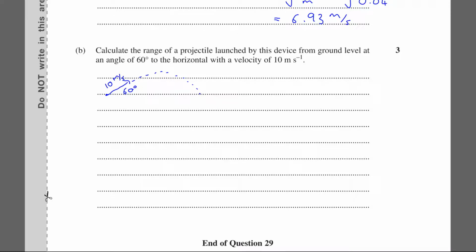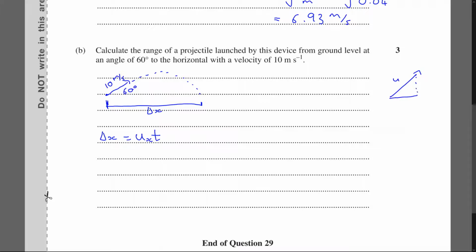That's good. So we need to calculate the range of the projectile. So we need to know this value, delta x. So the equation for delta x is delta x equals ux times t. We can find ux pretty easily just by setting up our triangle where we've got u, we've got our angle, we know 60 degrees, so we've got ux and we've got uy.